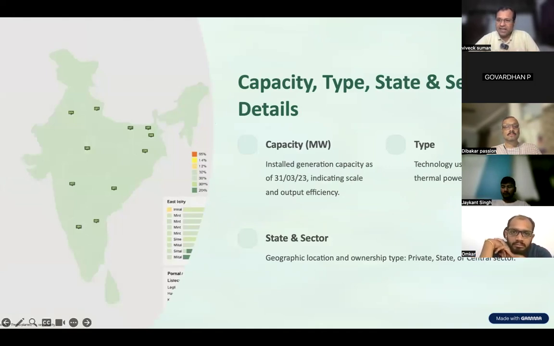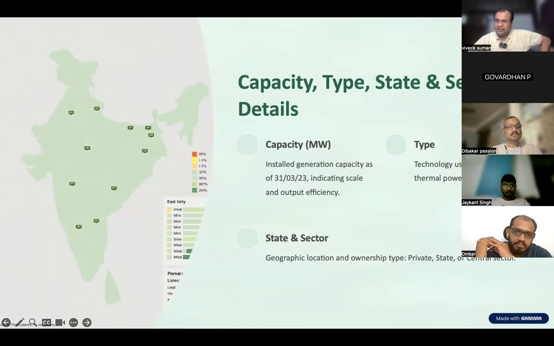Now, capacity, type, state and sector details are the next 3 columns. Capacity will give you the megawatt power, that is how much generating power that particular power plant has. For example, we saw that it was the 31st March 2023 date. What was the capacity of that power plant at that date? Yes, so you can know the output efficiency.